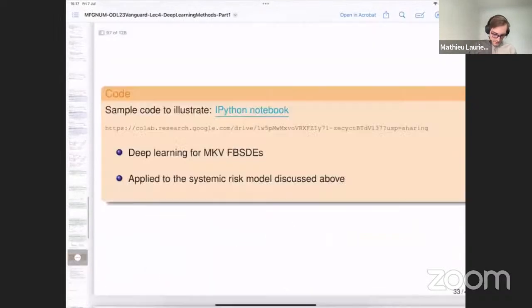So let me now show you this code briefly.